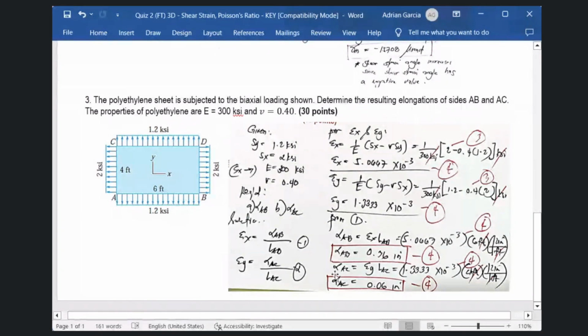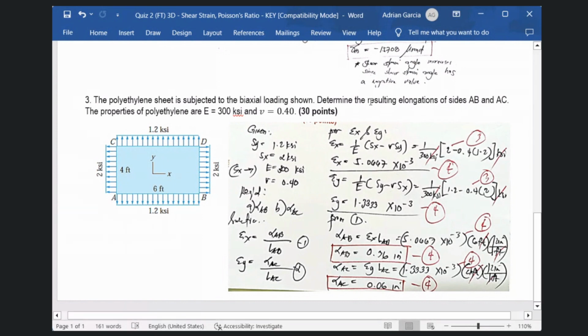Subsequently, pwede mo nang kunin ang elongation at AC using strain at Y, length at AC. That is just 1.3333 times 10 to the negative 3 multiplied by 4 feet. Saan galing ang 4 feet, sir? Ito yan, guys, no? Y-axis. Times 12. Inches pa rin ang magiging unit. The final answer would be 0.06 inches. That is for number 3.